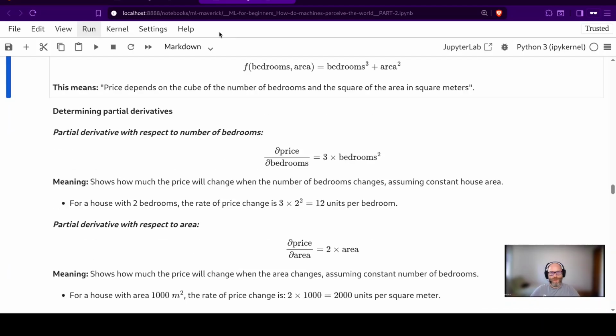bedroom. The partial derivative with respect to area, which is the partial derivative of price divided by the partial derivative of area, equals 2 times area. It shows how the price will change when the area changes, assuming a constant number of bedrooms. For a house with an area of 2000 square meters, the rate of price change is 2 times 1000, which equals 2000 units per square meter.